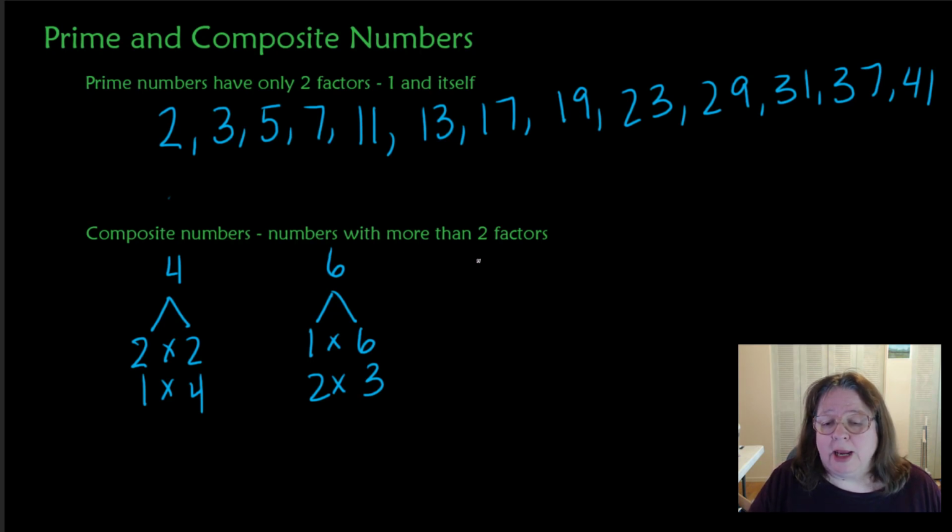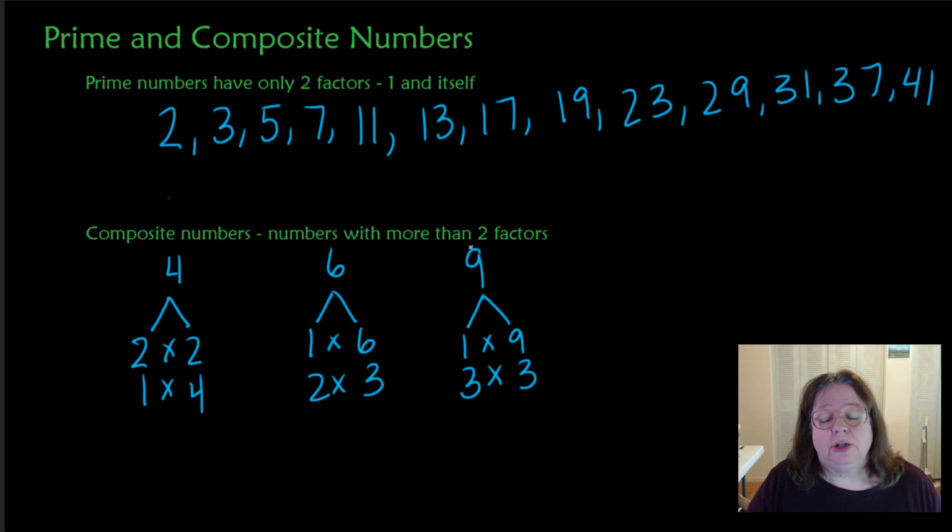Well, what about 9? 9 is an odd number, and it looks like all of these except 2 are odd numbers. Well, 9, it's a good try. We have 1 and 9. But 9 is also 3 times 3. So just because the number is odd does not necessarily make it prime. But if it is prime, with the exception of the number 2, it is going to be an odd number.